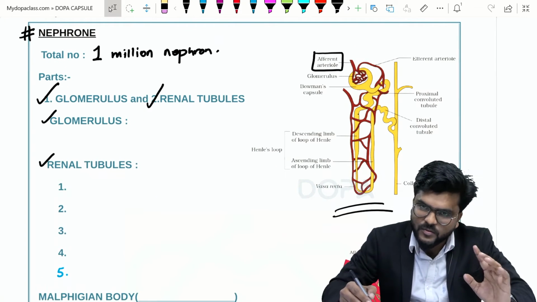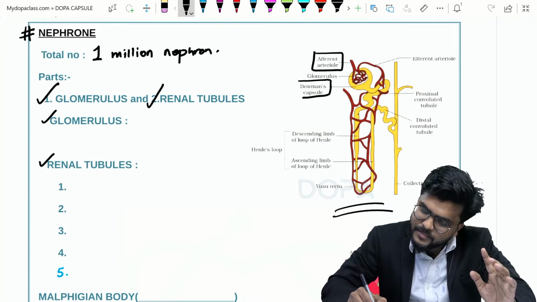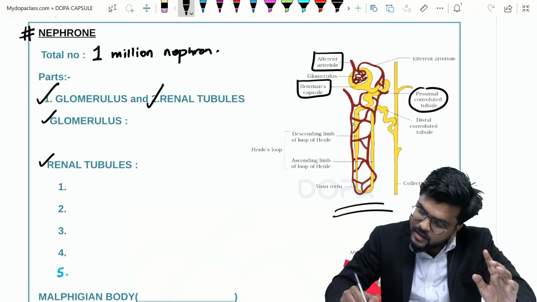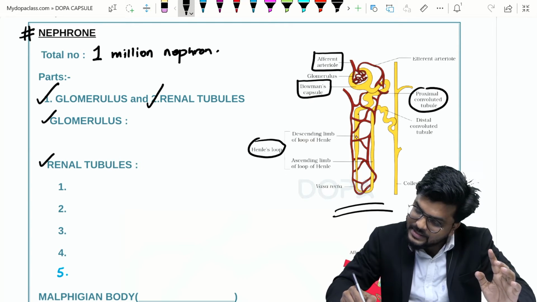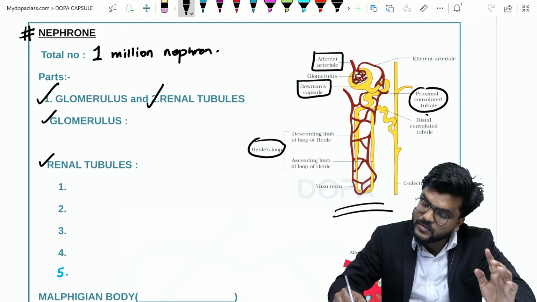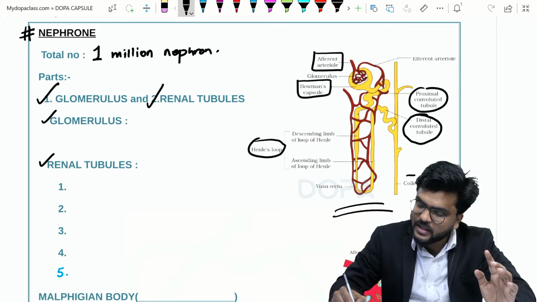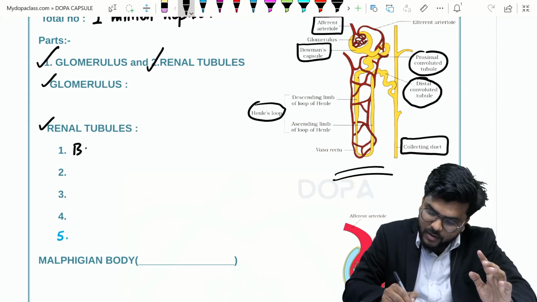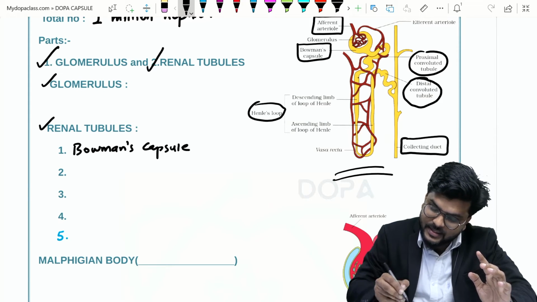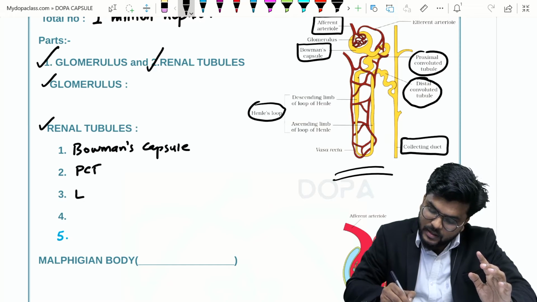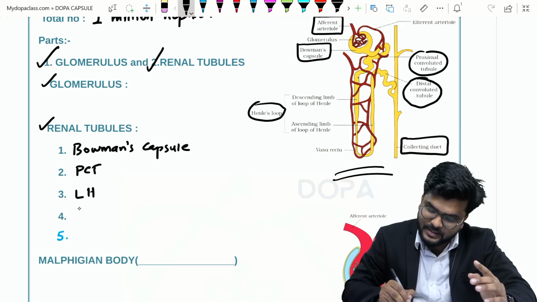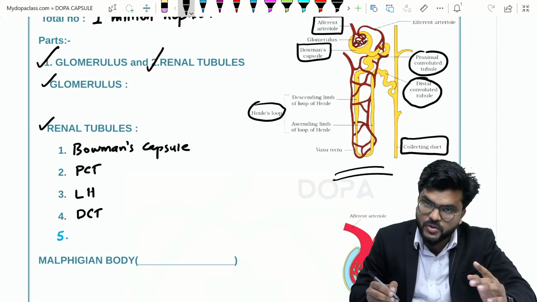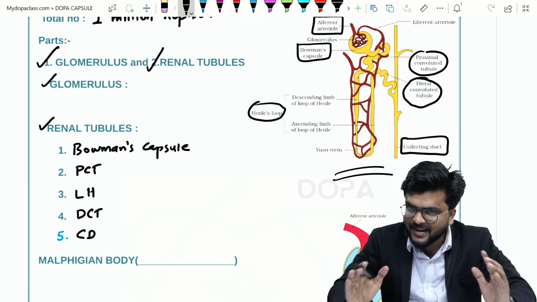Renal tubules are the parts of the nephron which start as Bowman's capsule and continue as the proximal convoluted tubule, and continue as Henle's loop, which has a descending limb and an ascending limb, and continue as the distal convoluted tubule, and finally emerge into the collecting duct. So what all things did we get? Yes, we got Bowman's capsule. Then it continues as the proximal convoluted tubule, then the loop of Henle, which has an ascending limb and a descending limb, and we have a distal convoluted tubule, and finally it emerges into the collecting duct.